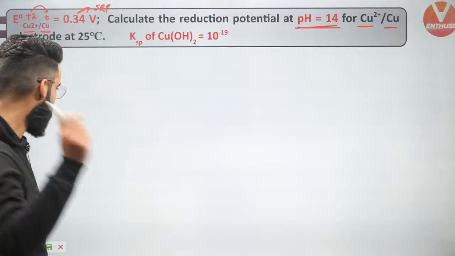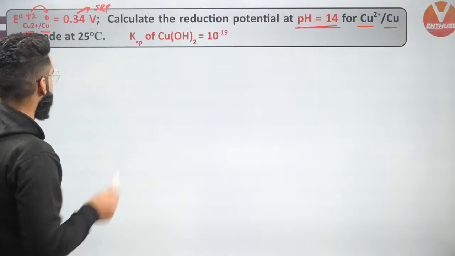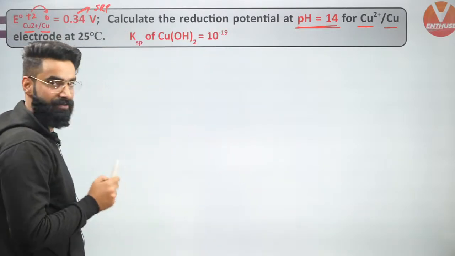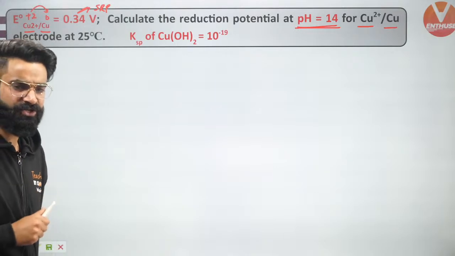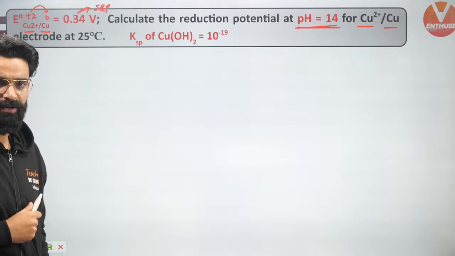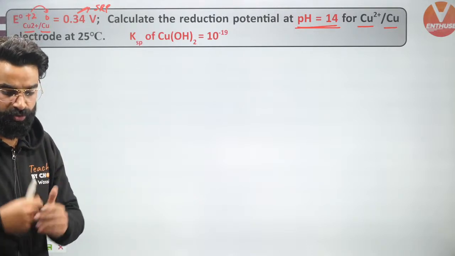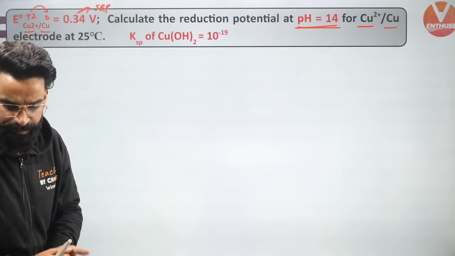See how the question is to be solved. Understand, guys. We are supposed to calculate the reduction potential of the copper electrode right here. If we are supposed to calculate the reduction potential of the copper electrode, the copper electrode right here should behave as the cathode so that reduction will take place on it.